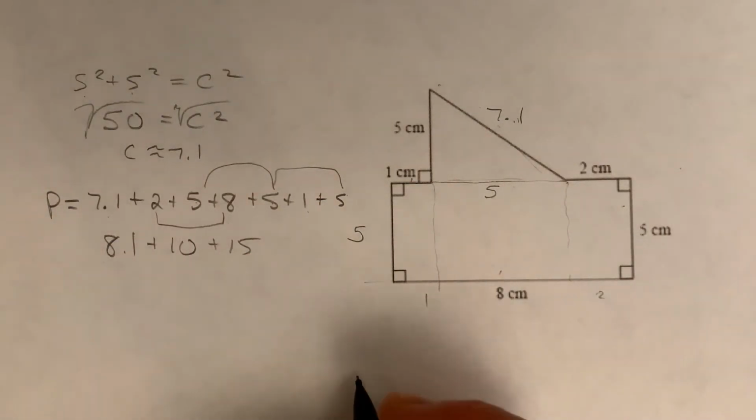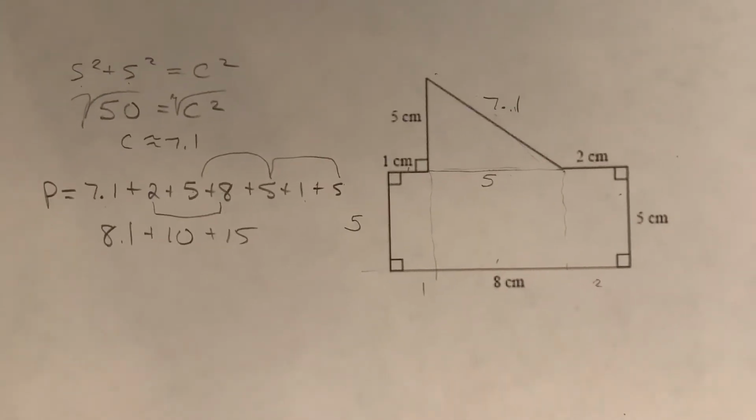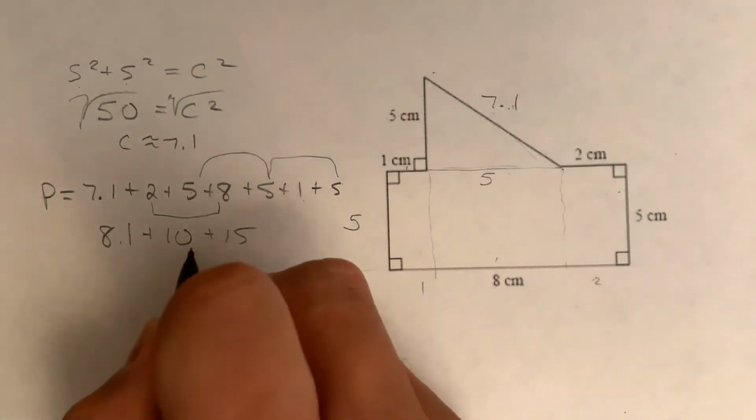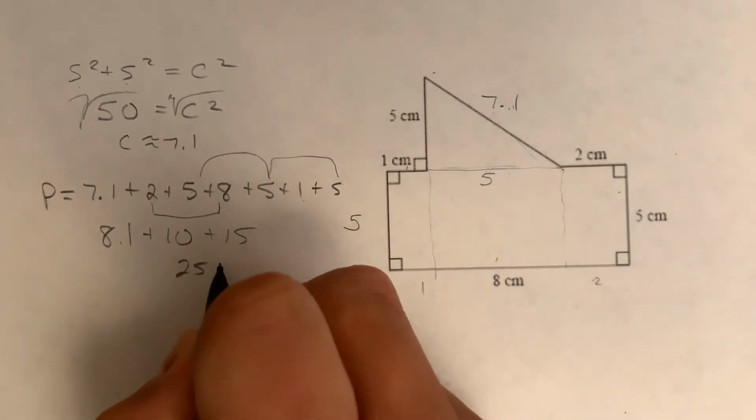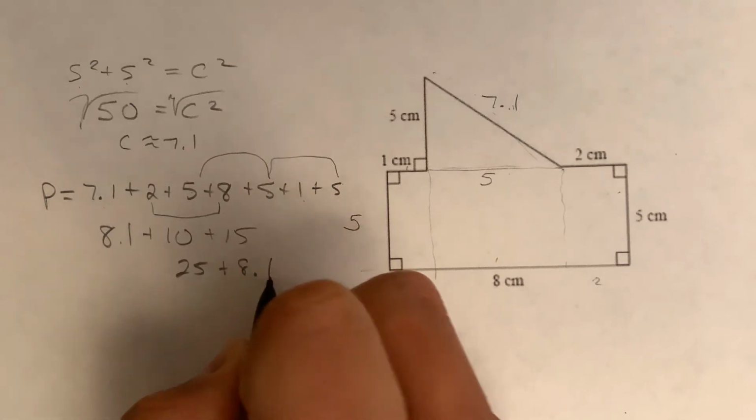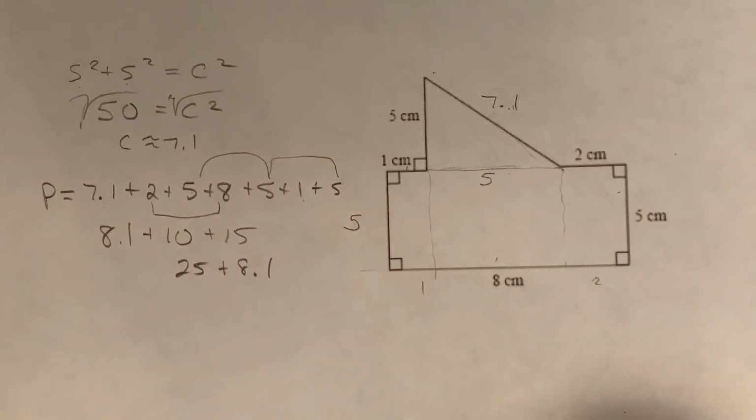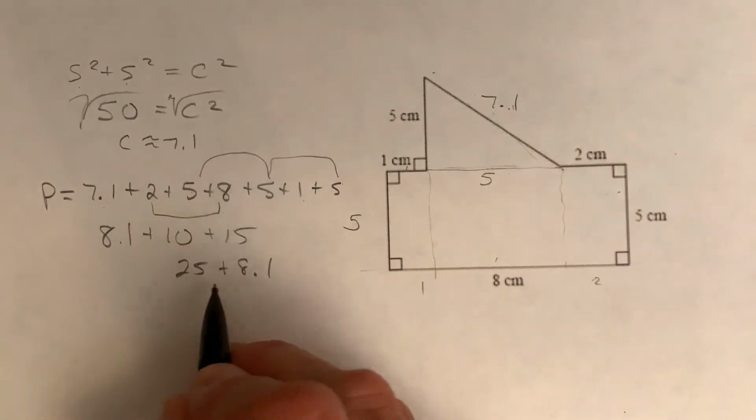So again, without using a calculator, I tend to try not to at this point, but I'll double check them and make sure I've got them all right. So let me add those 3 together now. I got 36.1. Is that right? Let's double check it here. 25 plus 8.1. That is not 36.1. So something's wrong somewhere. I'm going to need to double check this.